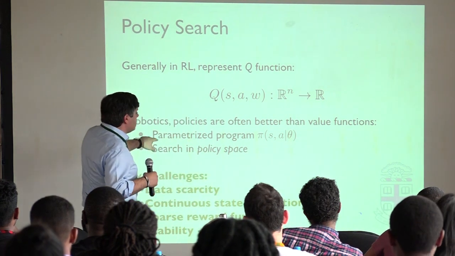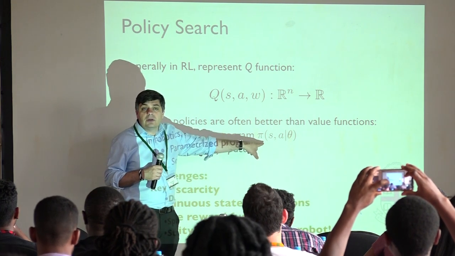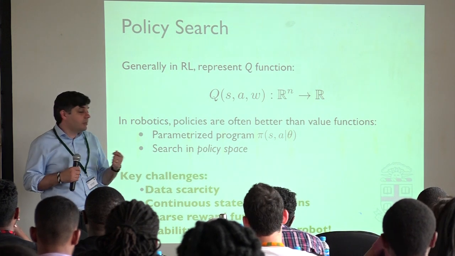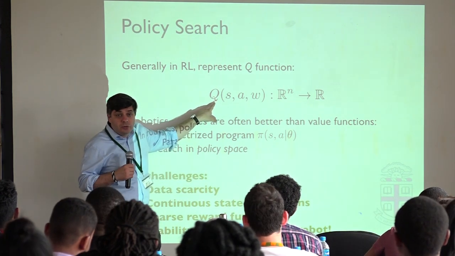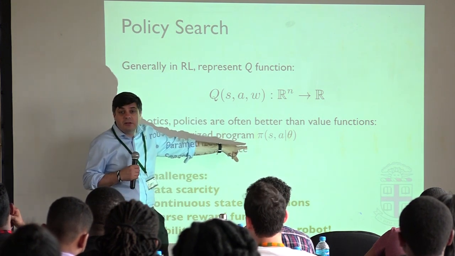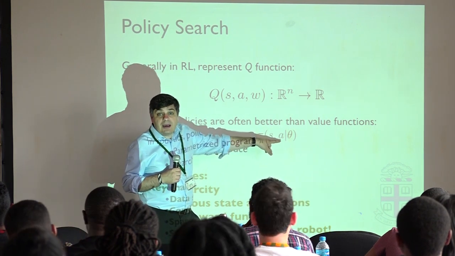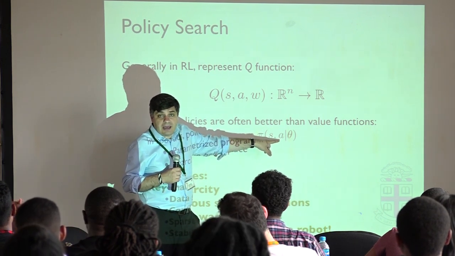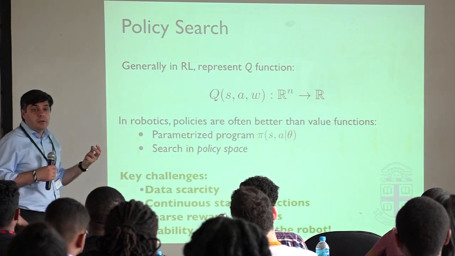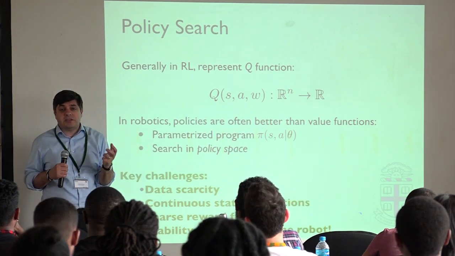In robotics, policies are often better than value functions. So what do I mean by policy? I mean, let's directly write down a parameterized family of policies that the robot can search through to solve its problem. So now, instead of parameterizing the Q function, we're going to forget about the Q function, and we're going to parameterize pi, the robot's control policy. Okay, so you input the state, you get out directly a real valued set of actions, and then it's got some theta that you get to choose in order to maximize return. And we're going to search over this theta. So we're going to search directly in policy space.